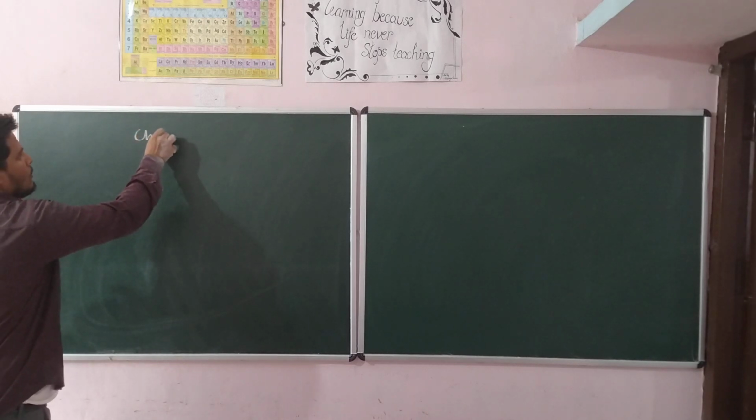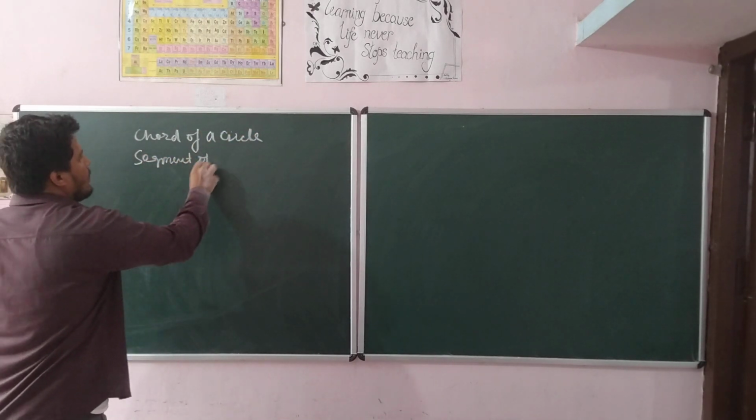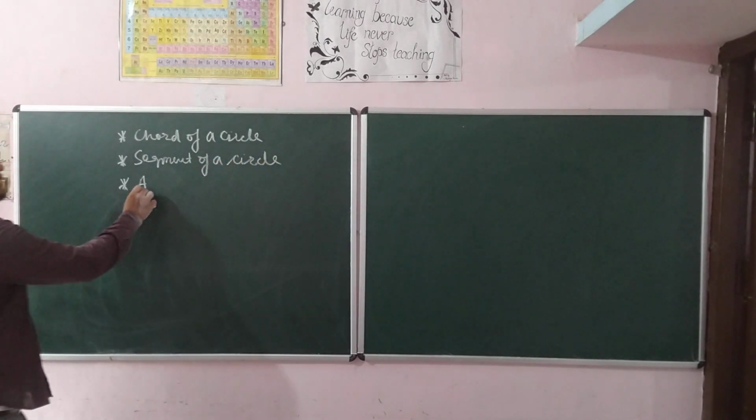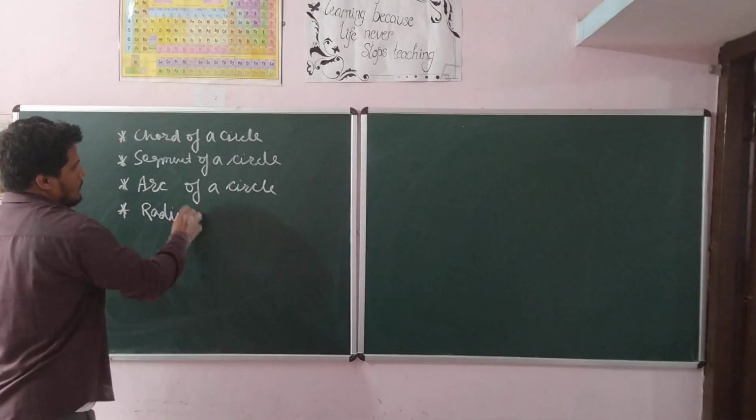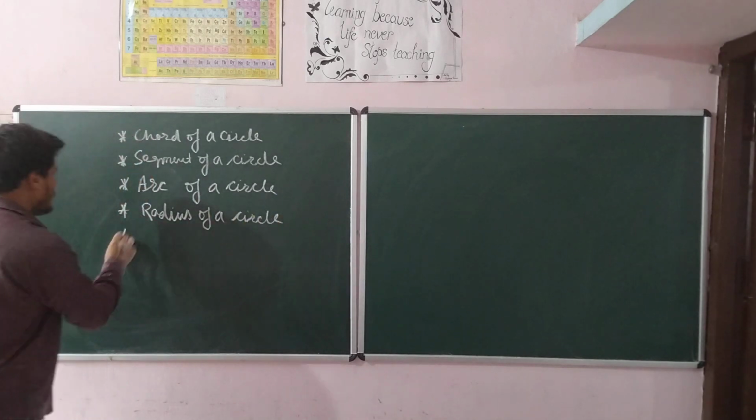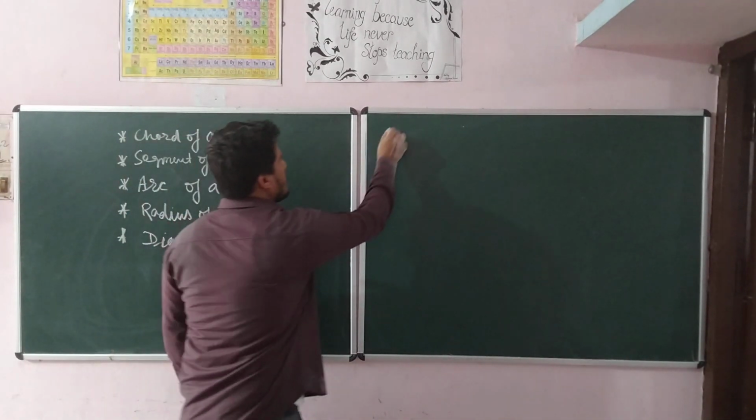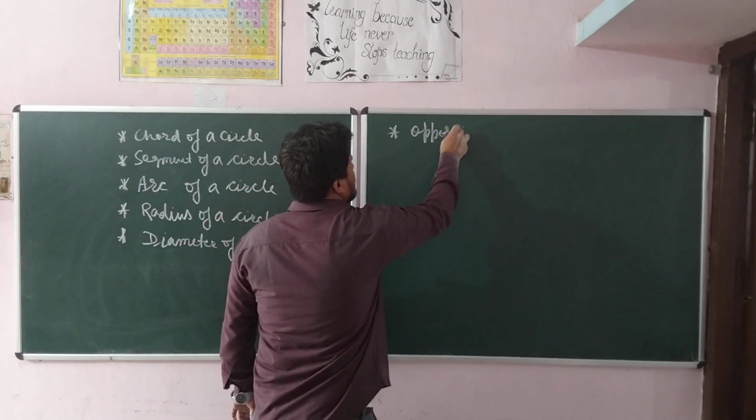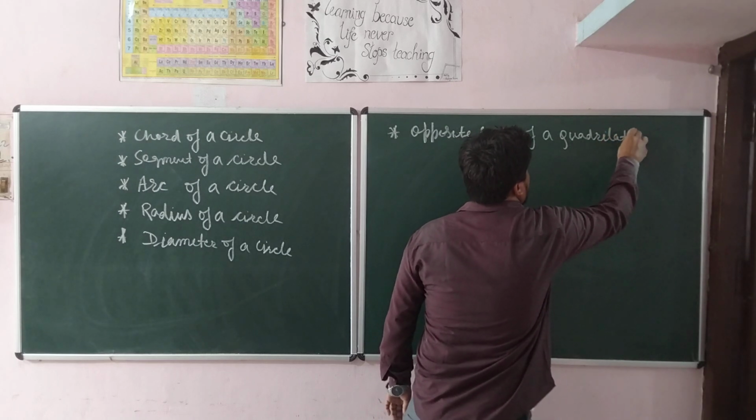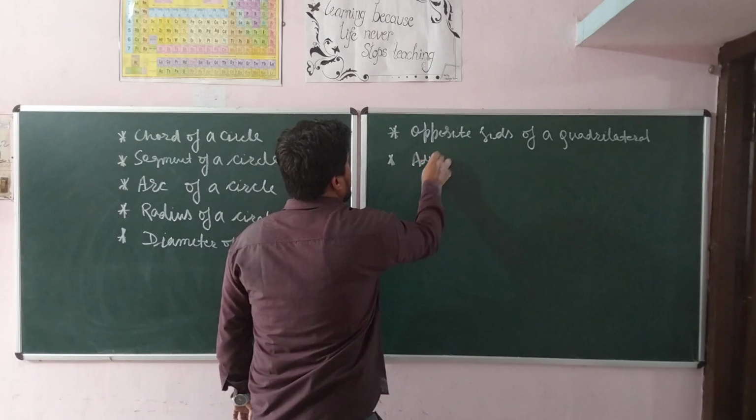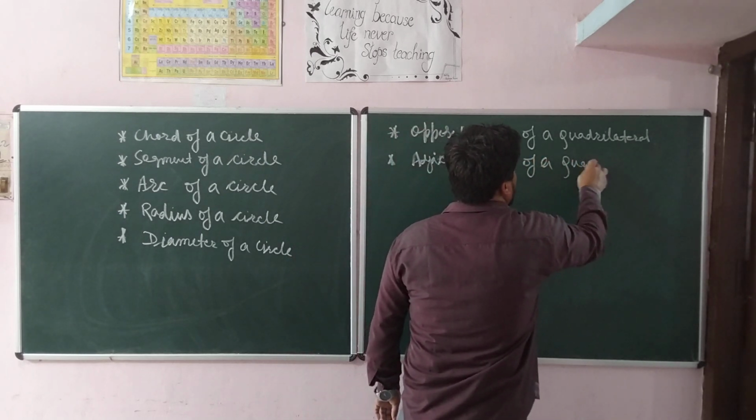Definitions like chord of a circle, segment of a circle, arc of a circle, radius of a circle, diameter of a circle, opposite sides of a quadrilateral, adjacent sides of a quadrilateral, angles of a quadrilateral.